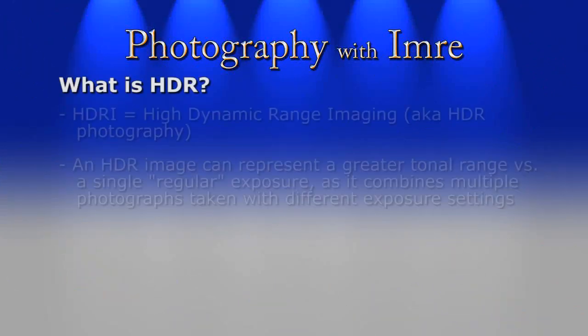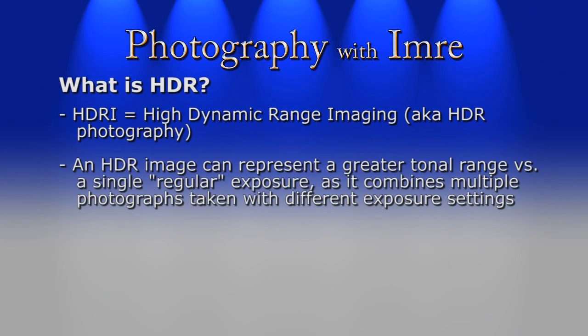Let's get started. High Dynamic Range Imaging, or HDRI, provides the ability to represent a greater tonal range in a single image by combining multiple photographs taken with different exposure settings. If you're not quite sure what that means, let's take a look at this example.